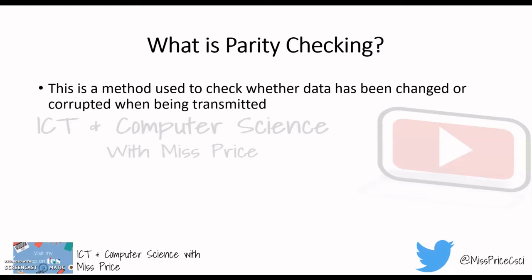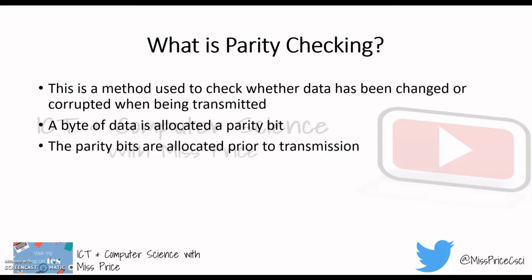They need to see if the data has been transmitted and whether it's been changed or corrupted. This could be over a large distance, or over a short distance, like going from your computer to the printer and so on. So the byte of data is allocated a parity bit. That parity bit will determine whether the agreement is going to be odd or even. And I'll discuss this with you further now.